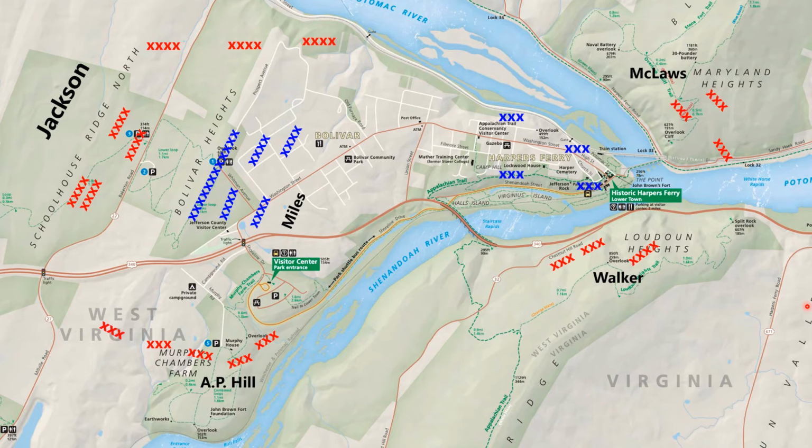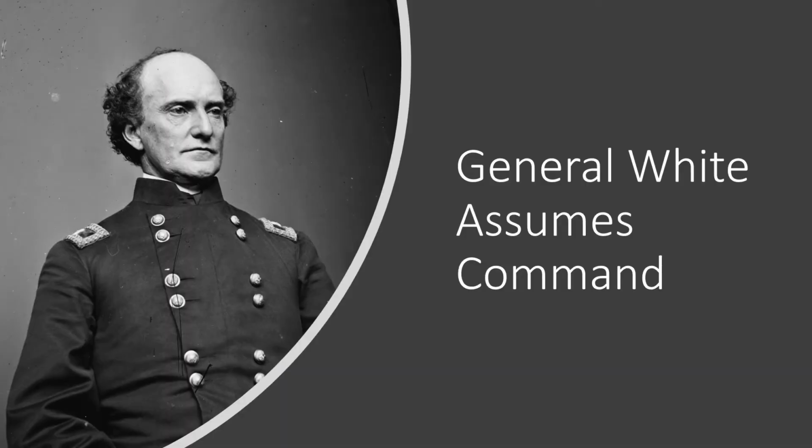Surrounded, outnumbered, and out of long-range artillery ammunition, Miles saw no other choice. He called a council of war with his brigade commanders, and the decision was made to surrender Harpers Ferry. As the white flag went up, one of the last Confederate volleys landed near Miles and mortally wounded him. General White then assumed command.